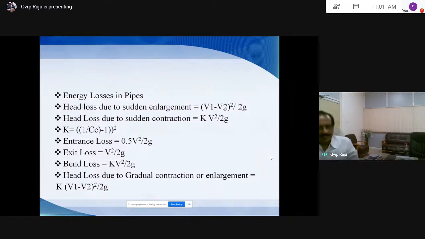The other is head loss due to sudden contraction. All these losses are minor losses, and they need to be considered for short pipes. The values are less here. Then the other one is head loss due to sudden contraction.